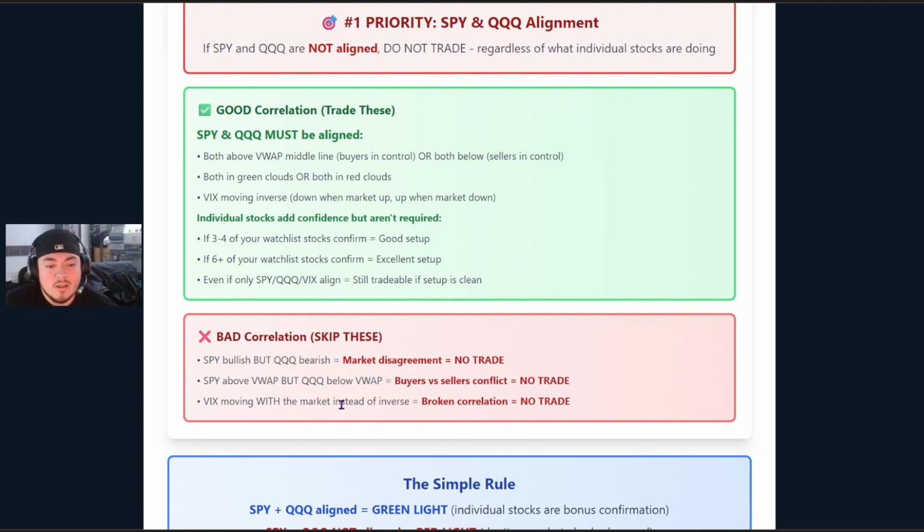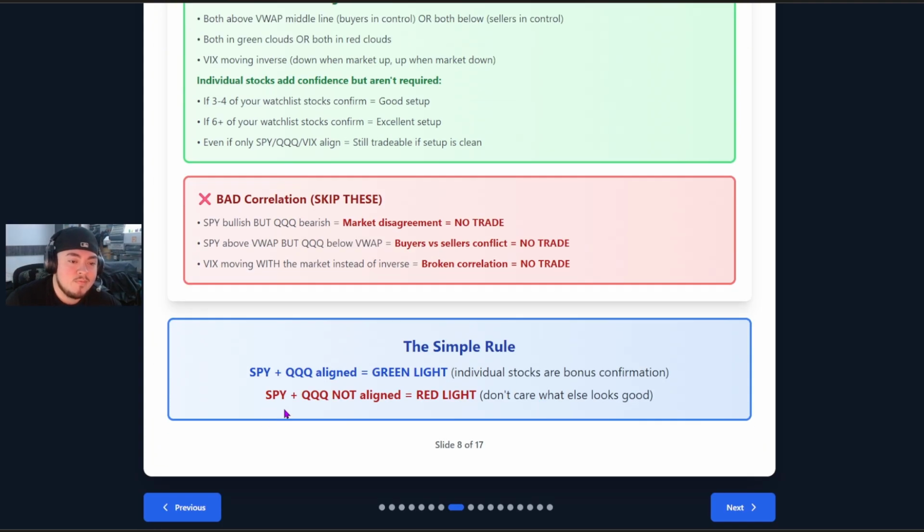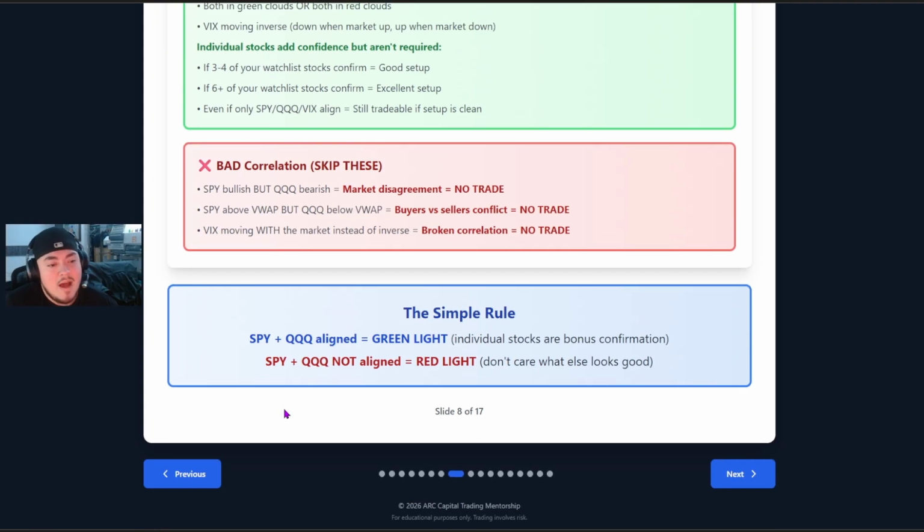Broken correlation, do not trade, right? The simple rule is when SPY and QQQ are aligned, this is a green light. Individual stocks are bonus confirmation. When SPY and QQQ are not aligned, this is a red light. Don't care what else looks good, right? So it's better to wait it out and wait for a more high probable market.